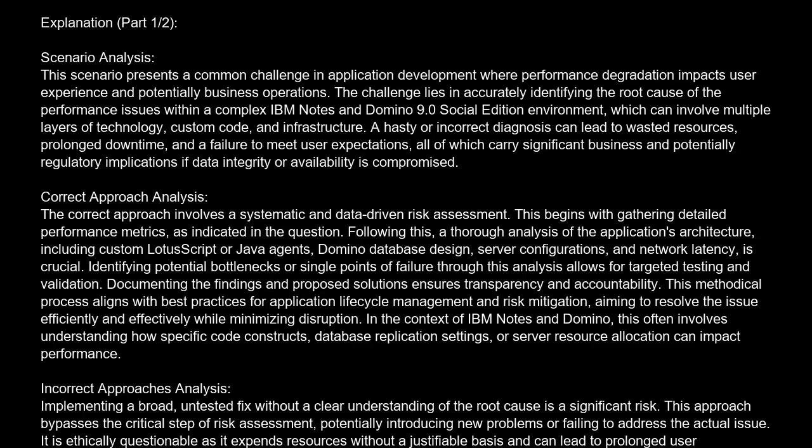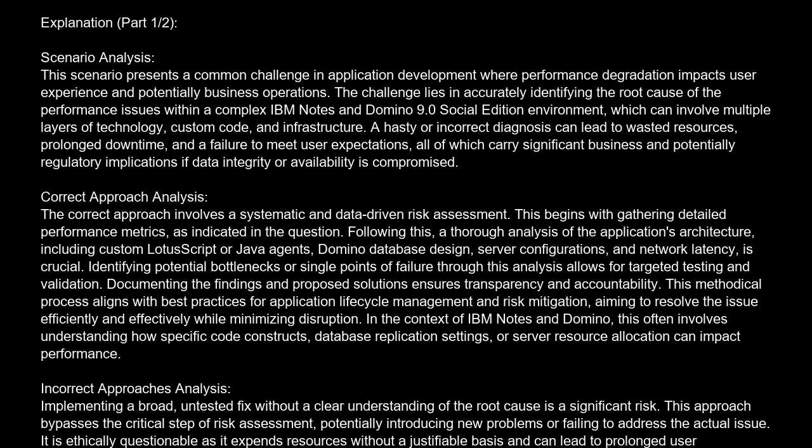Correct answer is B. Conduct a thorough risk assessment by analyzing application code, database design, server configurations, and network latency, correlating findings with the collected performance metrics to identify the root cause before implementing any solutions.